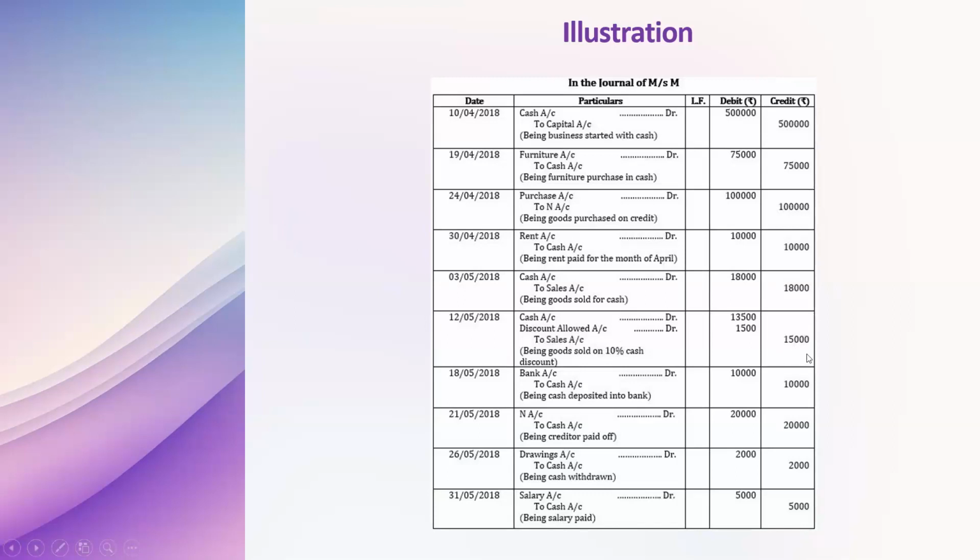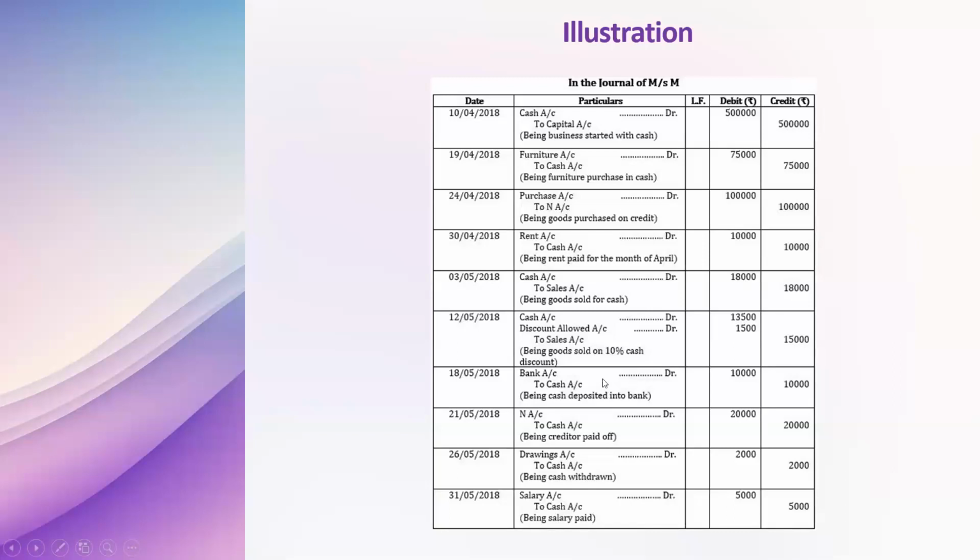So the total worth of the product being sold is 15,000, whereas the person or the organization which has purchased the product by paying hard cash has paid only 13,500. Why? Because 1,500 has been discounted for him. So that's why you can see two entries here. Again, if you add this, it comes to 15,000 and the corresponding entry in the credit column is 15,000. So again, it is balanced.